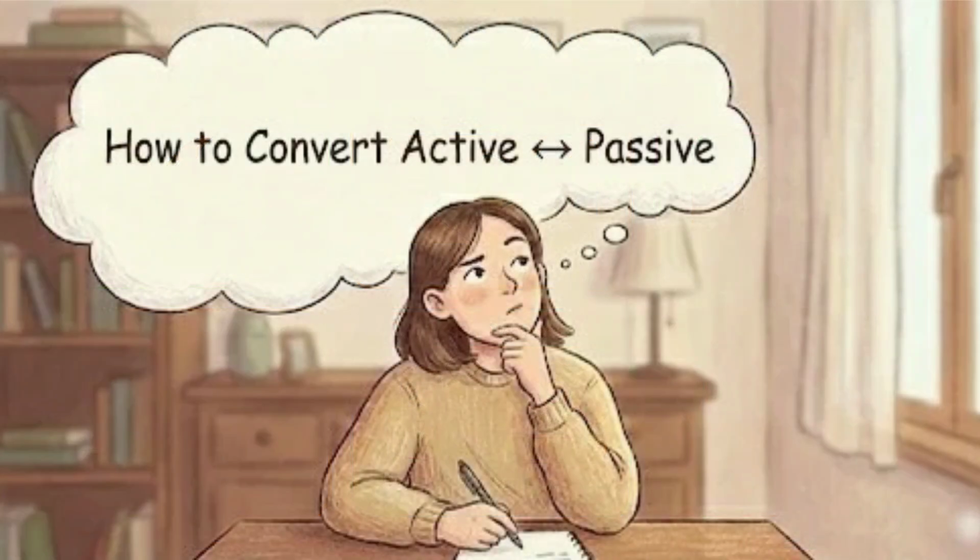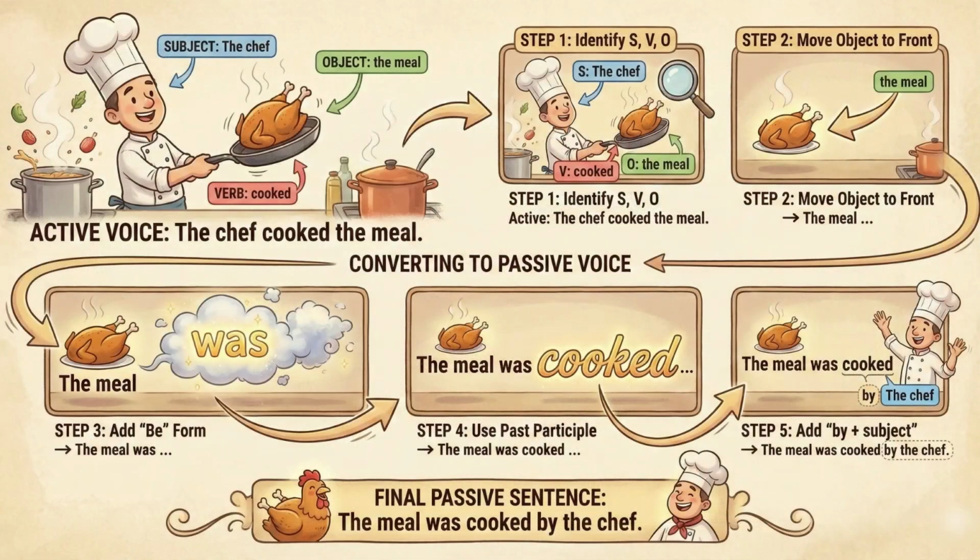How to convert active to passive and passive to active voice. Step 1. Identify subject, verb, object. Active. The chef cooked the meal. Subject. The chef. Verb. Cooked. Object. The meal. Step 2. Move the object to the front.